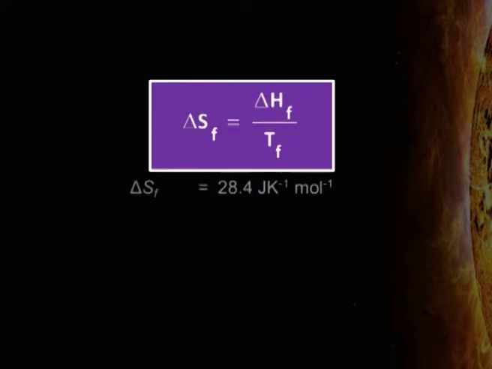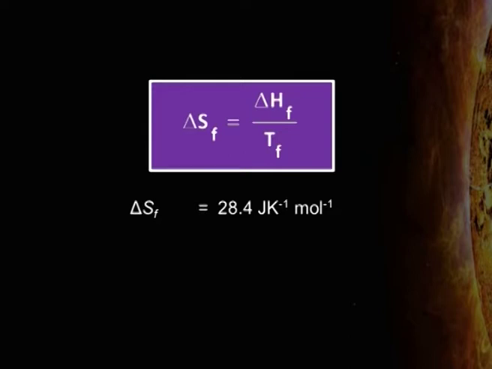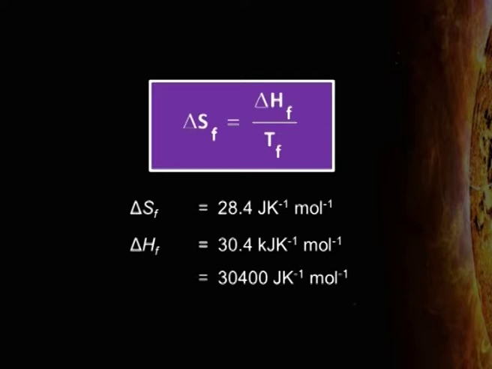In this problem, delta SF is given to be equal to 28.4 joules per Kelvin per mole, and delta HF is given as 30.4 kilojoules per mole, which will be equal to 30400 joules per mole. On substituting these values, we will get TF equal to 30400 divided by 28.4, which will be equal to 1070.4 Kelvin.